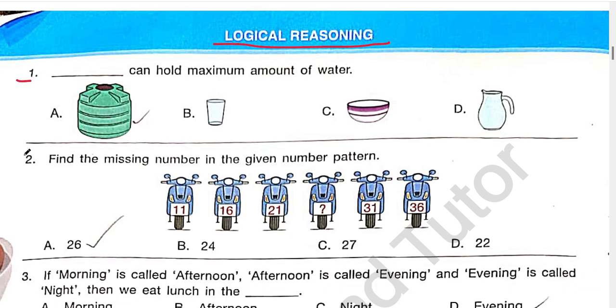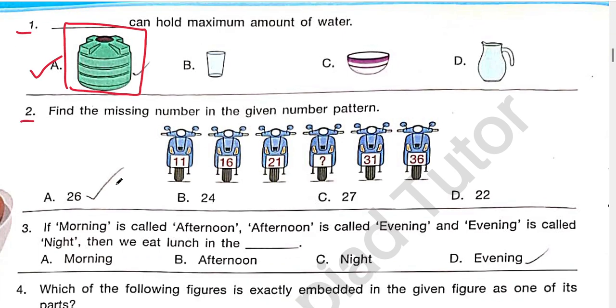Question 1 here says dash can hold maximum amount of water. So only we have to see the pictures here. So obviously this tank, this option A holds the maximum amount of water, so we have to select this. Question 2 is find the missing number in the given number pattern.